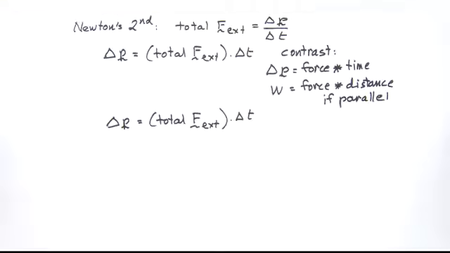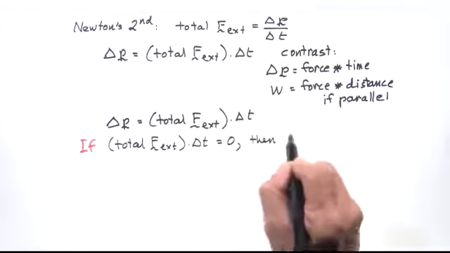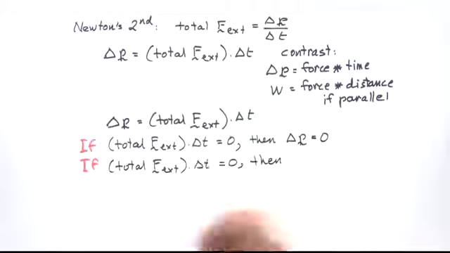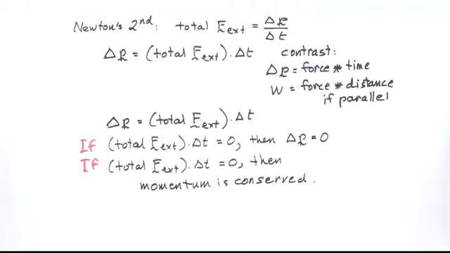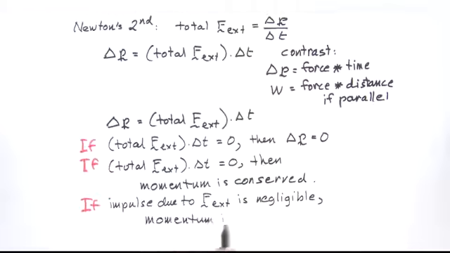We can now say, if the total external force is zero, then there is no change in momentum. And that means that momentum is conserved. In practice, we don't actually need the external forces to be zero. If the impulse due to the external forces is negligible, then momentum is conserved, well, to that approximation.